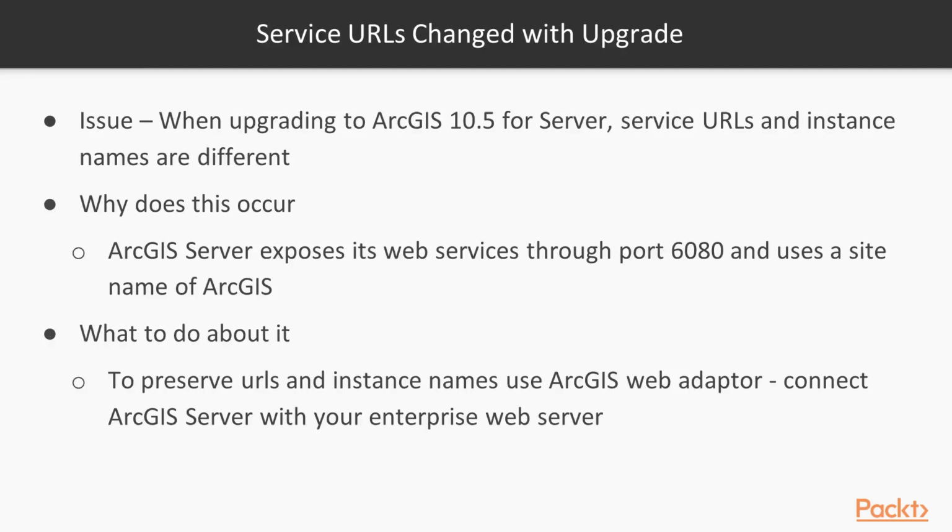Okay, next, service URLs changed with an upgrade. When upgrading to ArcGIS 10.5 for Server, there's going to be a change. This is basically because by default ArcGIS Server exposes its web services through port 6080 and uses the site name of arcgis, so those are both in the URLs. If you want to preserve your existing URLs and instance names, then you're going to want to use the Web Adapter. The video following this one will cover more about Web Adapter and how to install it.